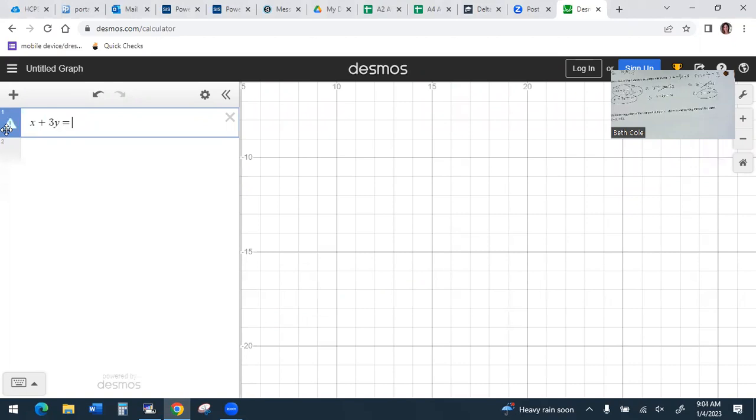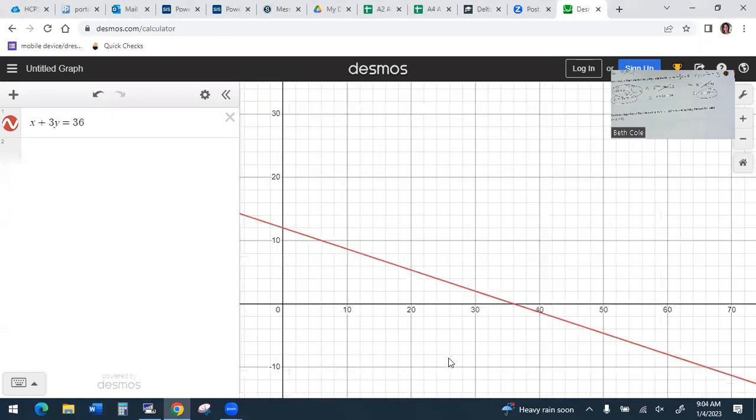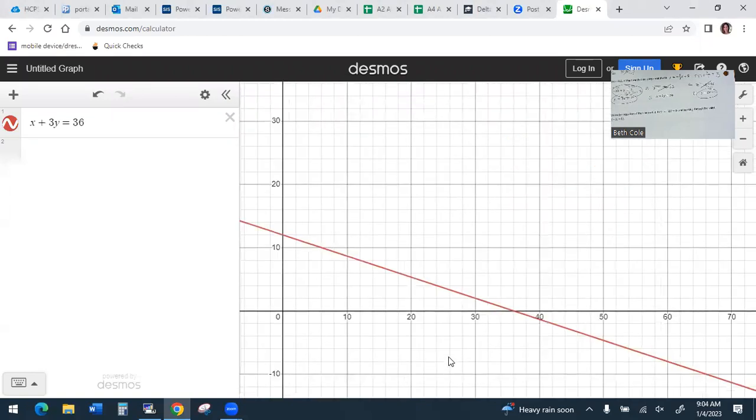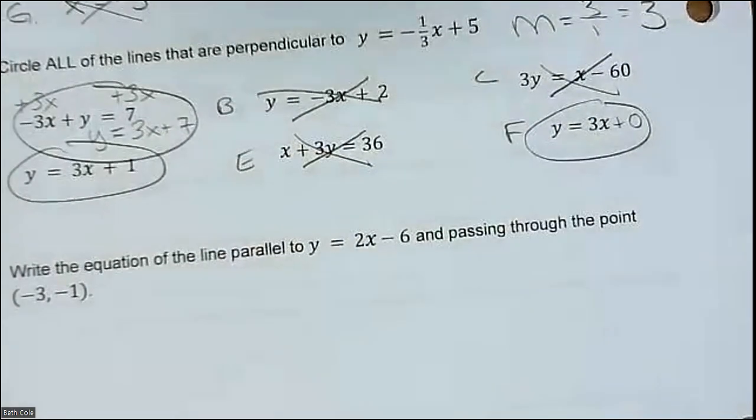X plus 3y equals 36. See if I can find it. All right, is that a slope of +3? No, you can tell it's not right away because it's what? Going down, so it's negative. So we don't want that one. So you can technically just type them in and look at them.